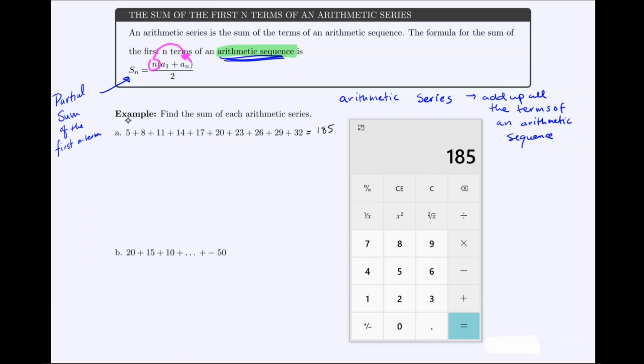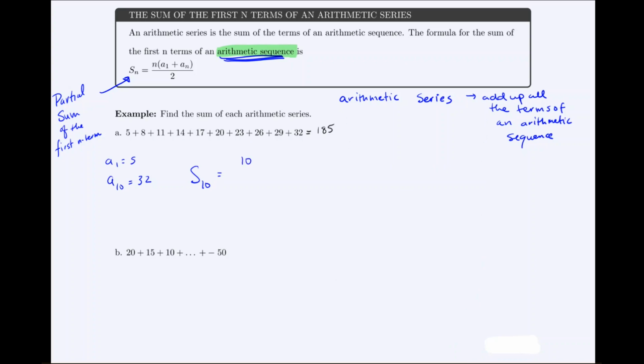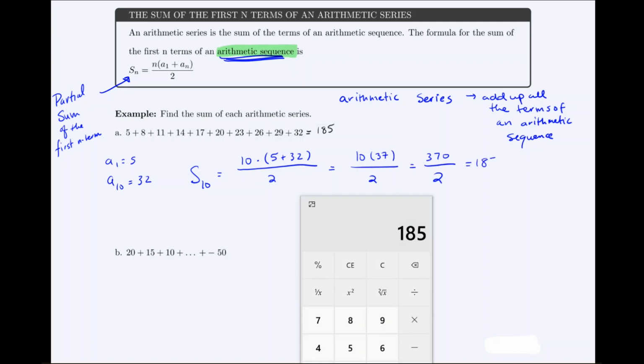Now, in this case, we could count: 1, 2, 3, 4, 5, 6, 7, 8, 9, 10. So here a sub 10 is 32, a sub 1 is 5. So the partial sum of the first 10 terms of this arithmetic sequence is going to be equal to 10 times 5 plus 32, all divided by 2. 10 times 37, all divided by 2, that's 370. When we divide that by 2, we would indeed get 185.